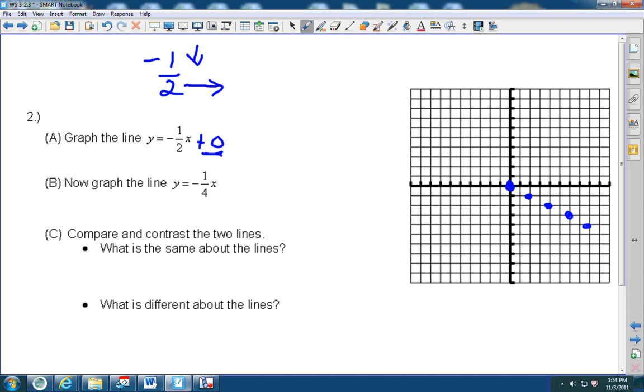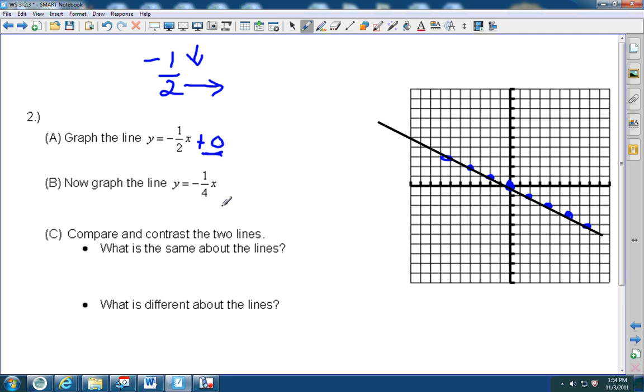Now I can also go backwards. I can start the y-intercept and go up 1 to the left 2. Up 1 to the left 2. Up 1 to the left 2. And then I'm going to draw my line. There we go.